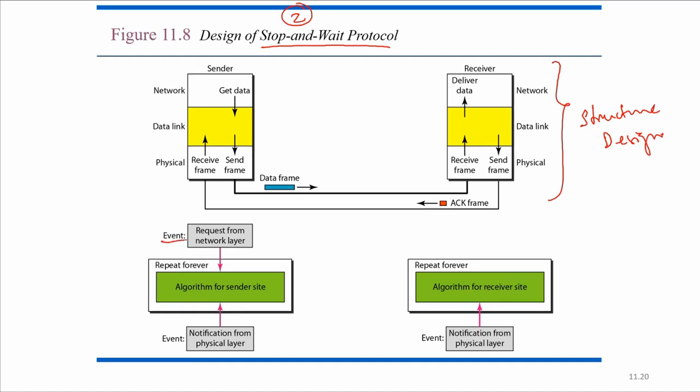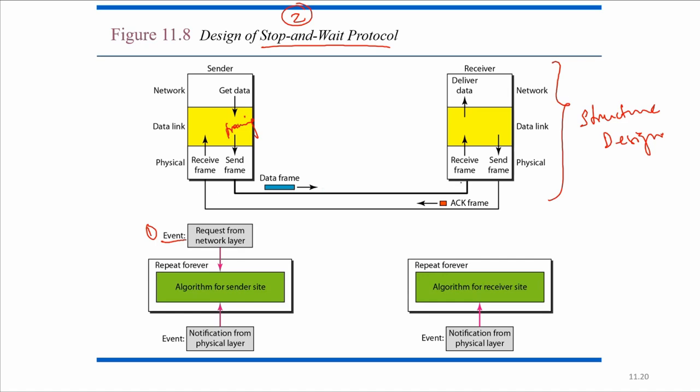So the first event will be the request from the network layer. When the network layer wants to send a packet, it will request the data link layer. Once the request reaches the data link layer, it will get the data from the network layer. After getting the data, it will do the framing. Then it will send the frame. So whenever the first request is there, with respect to the first request, it will send the first frame.